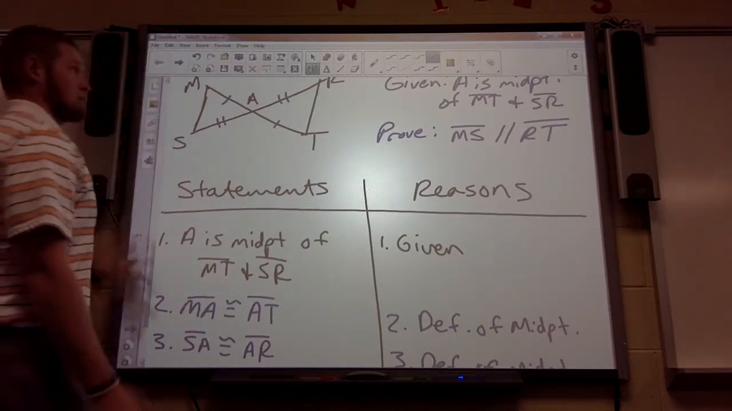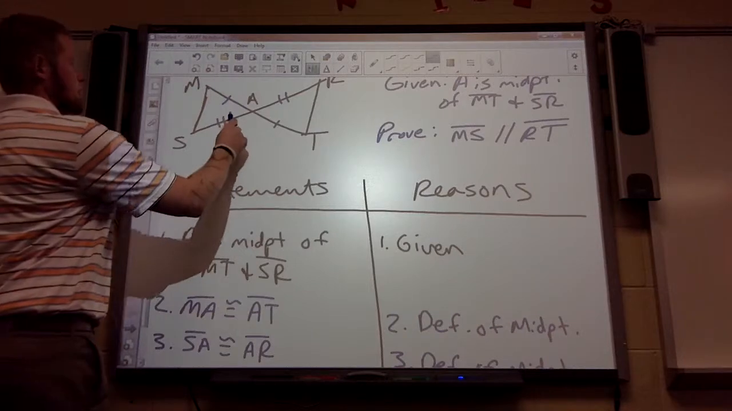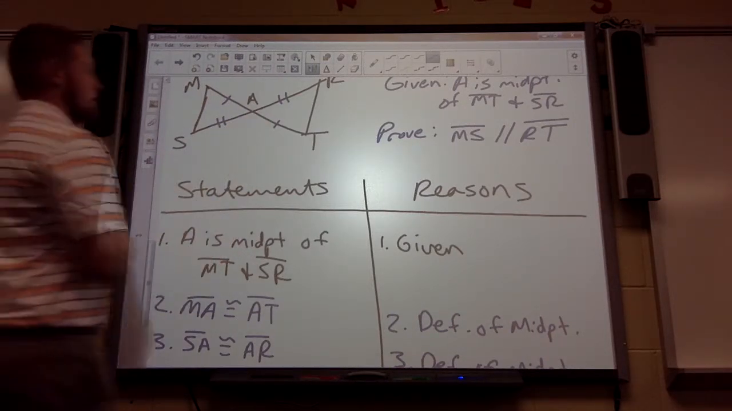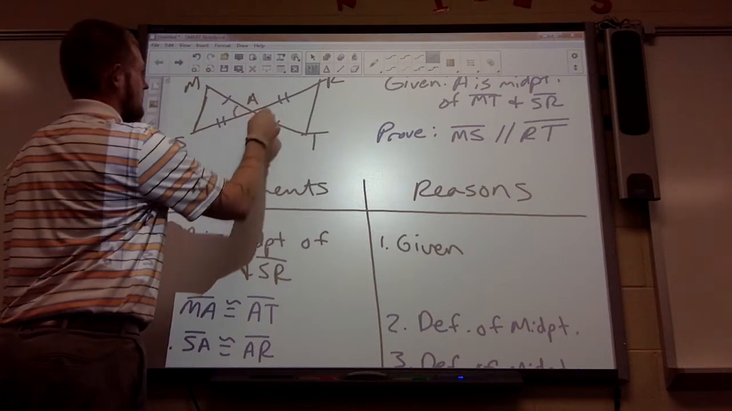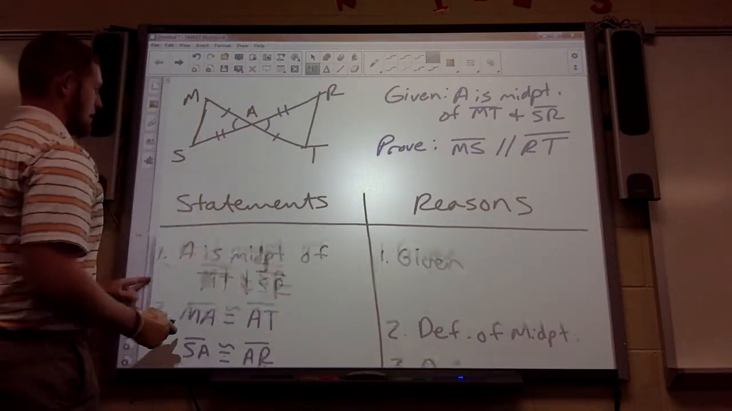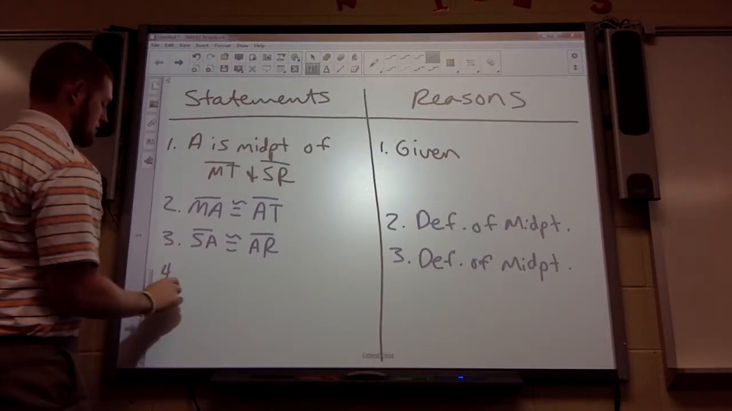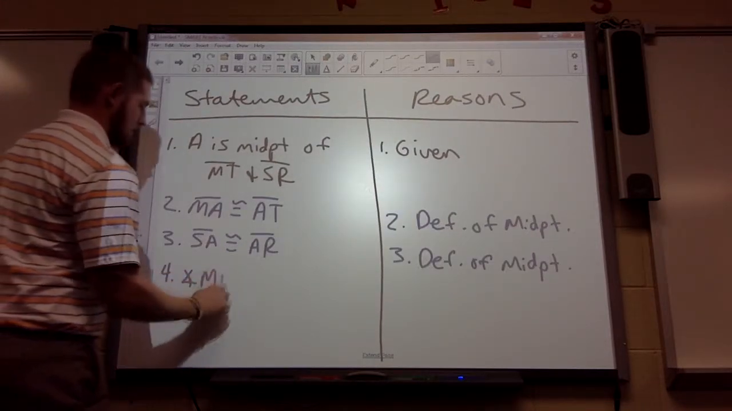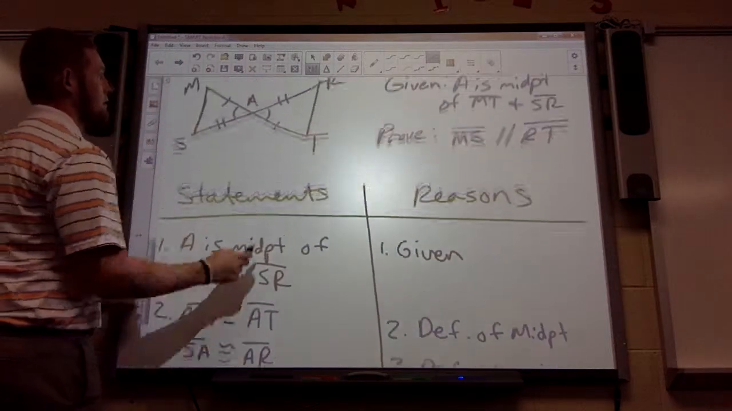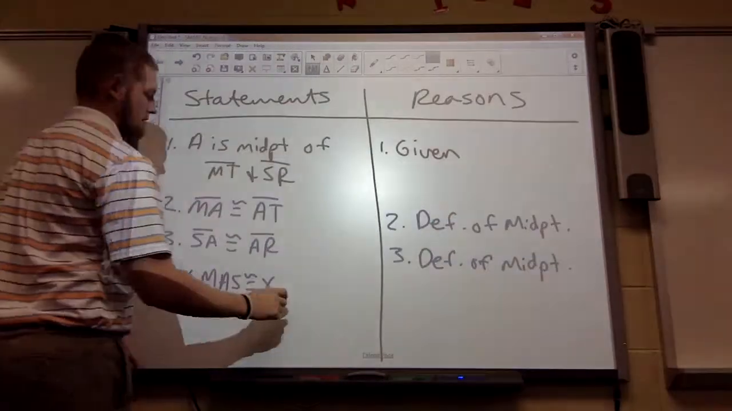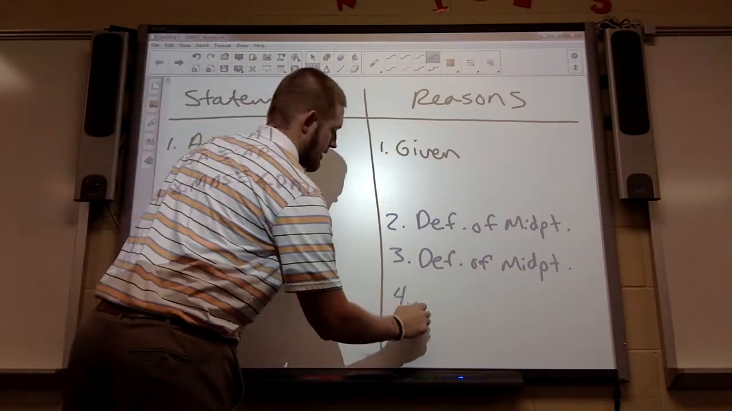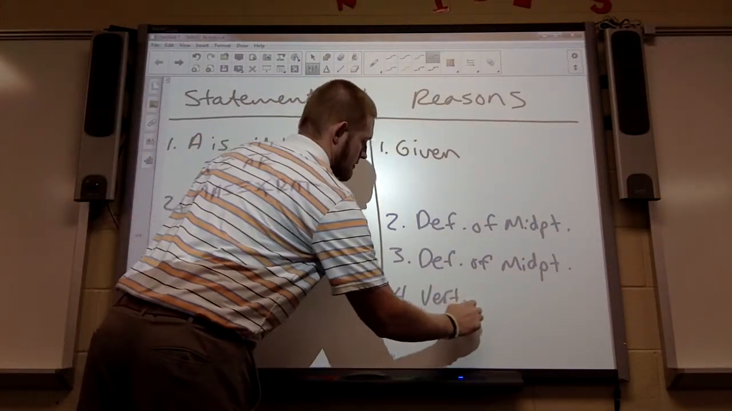Okay, so what's the next step? You should also know something about these two angles. You should know that these two angles are vertical angles. So angle MAS is congruent to angle RAT. And the reason for that is vertical angles.